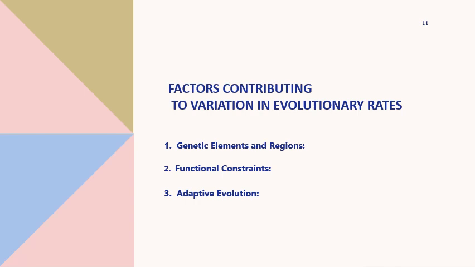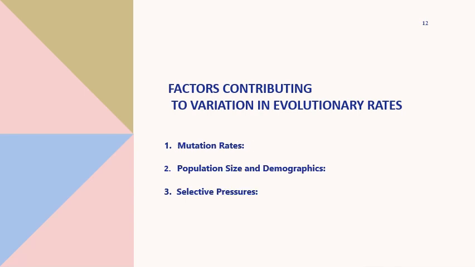And number three, we have adaptive evolution. Some lineages or genes experience rapid evolution due to adaptive changes that provide a selective advantage. This can lead to bursts of evolutionary innovation. Examples include the rapid evolution of antibiotic resistance in bacteria or the evolution of traits like camouflage in prey species. So let's talk about some more of these factors.